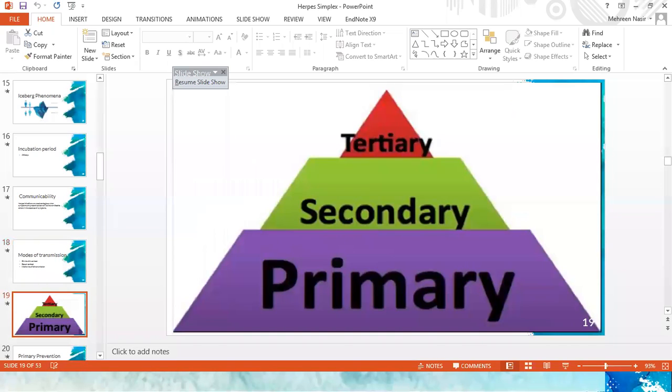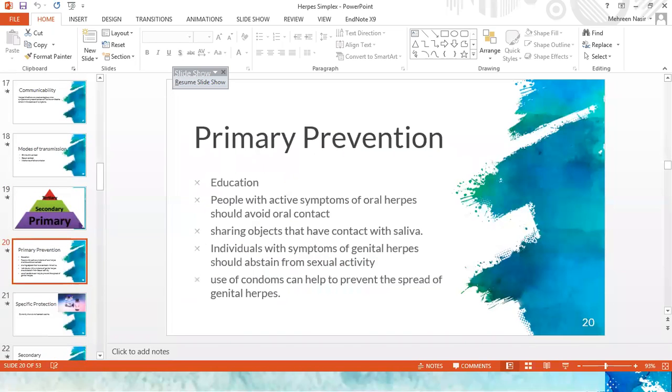Coming to the levels of prevention, which include primary, secondary, and the tertiary level. Primary level includes health promotion and the specific protection. In health promotion, we can educate the community about the problem, disease, its prevention and treatment. People with active symptoms of oral herpes should avoid oral contact, and sharing objects that have contact with saliva should be avoided. Individuals with symptoms of genital herpes should abstain from sexual activity, and use of condoms can prevent the spread of genital herpes.